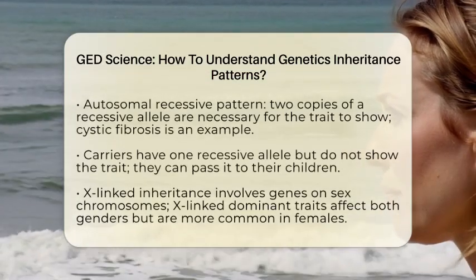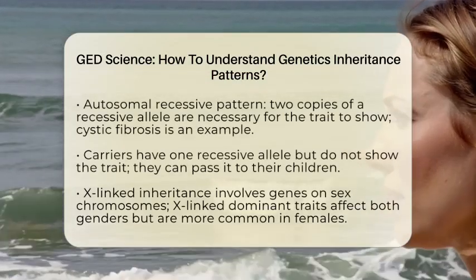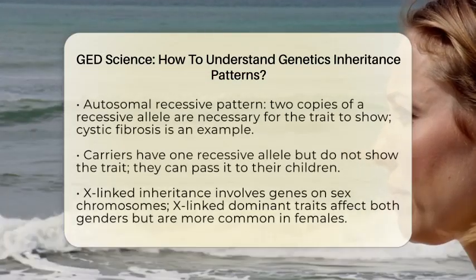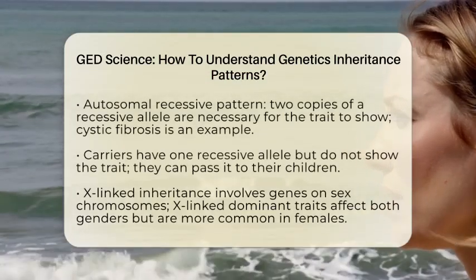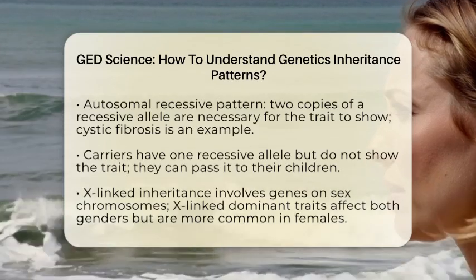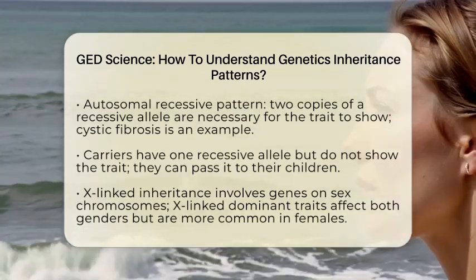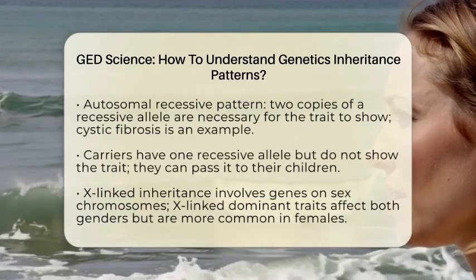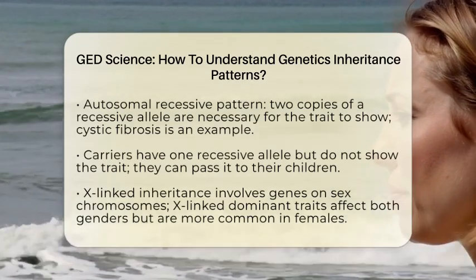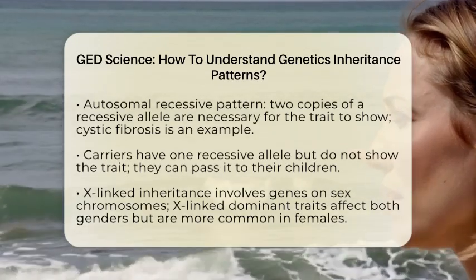The second pattern is autosomal recessive. Here, a person needs two copies of a recessive allele to have the trait. If they only have one, they are a carrier and usually don't show the trait. Cystic fibrosis is an example. Carriers can pass the gene to their children without knowing it.